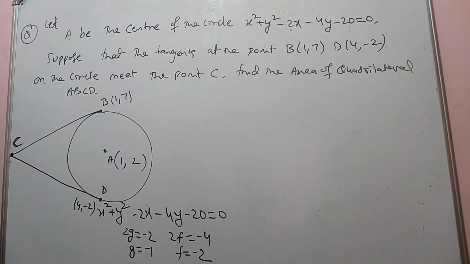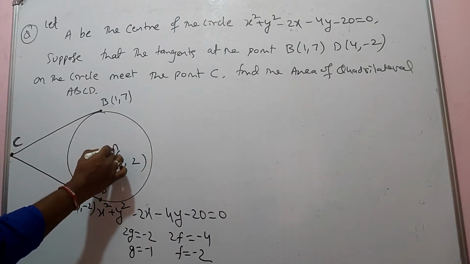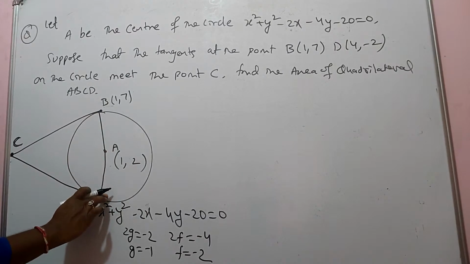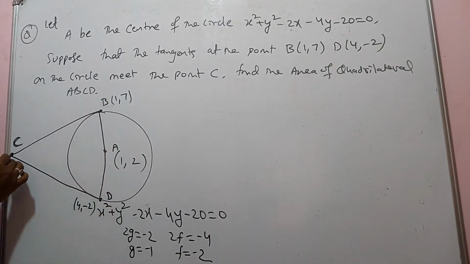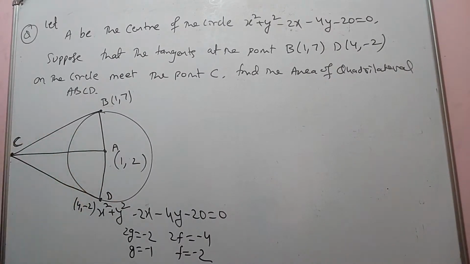What is the area of the quadrilateral ABCD? You have to find the area of this quadrilateral ABCD. If you join this, these two areas will be equal. So if you find the area of the triangle, then you will get double of that.